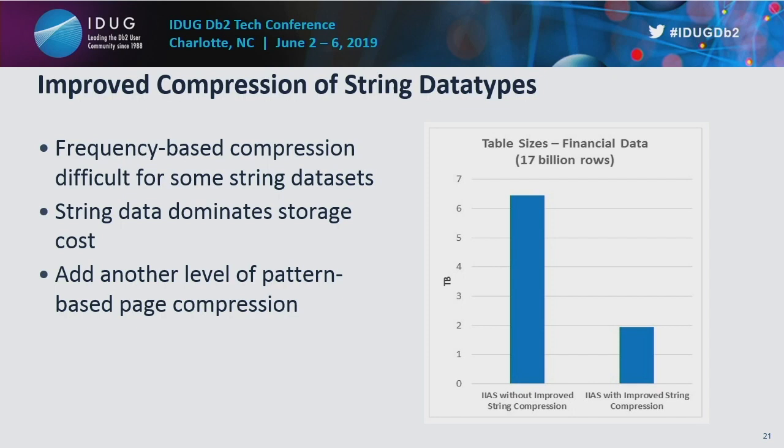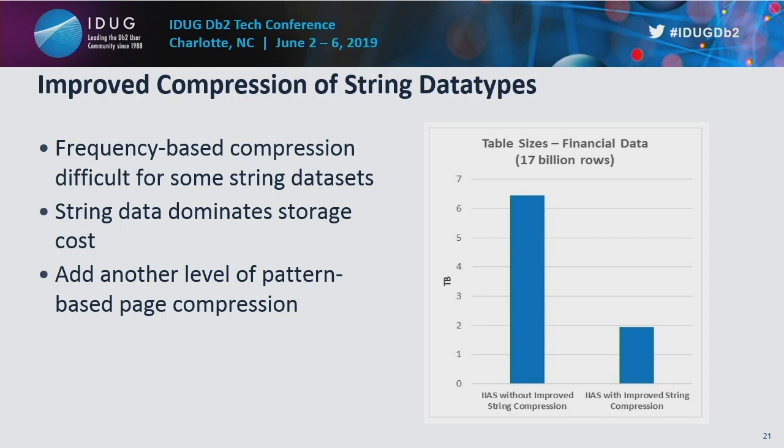The thing here is that we have frequency-based compression, but for things like URLs or geospatial data and some of this type of data, these values aren't really repeated. So when you think about frequency compression, our dictionaries are not able to really provide good coverage for the data set. What we've seen from actual customers is that the string data ends up dominating the storage cost. And it's not even close.